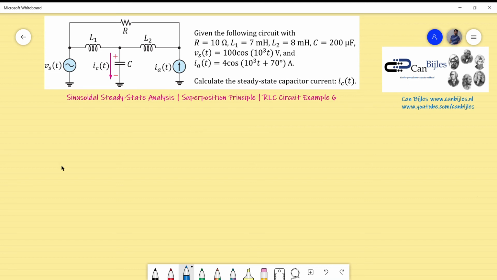Hi everyone and welcome to this new video about steady state analysis. We continue with RLC circuits. In this example I will consider again the superposition principle with a little bit complicated circuit. So that's our example number 6.